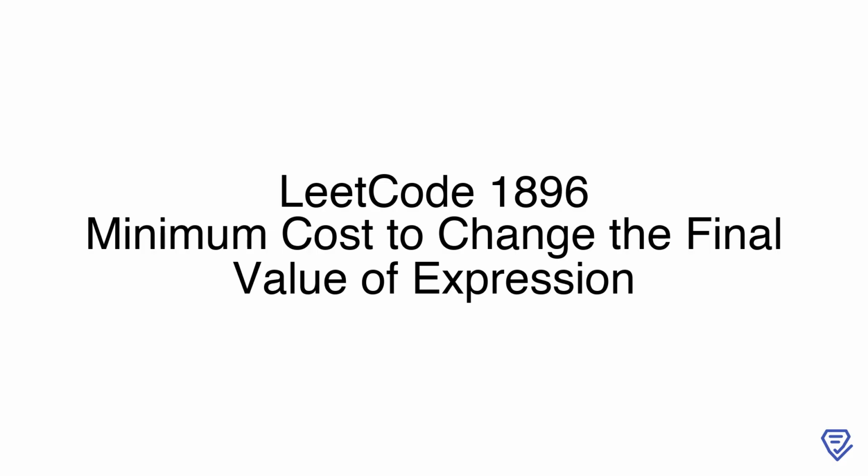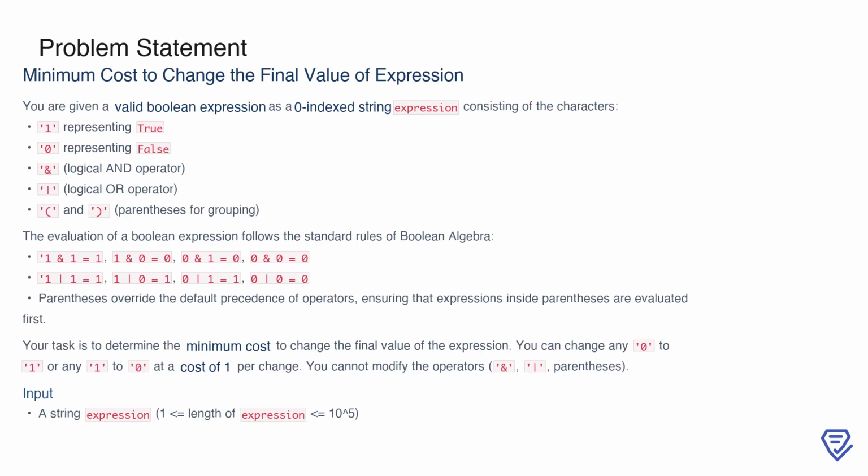Ready? Let's get started. In this problem, you are given a valid Boolean expression represented as a zero-indexed string called expression. This string consists of specific characters that represent Boolean values and operators. The characters 1 and 0 represent the Boolean values true and false, respectively. The logical AND operator is represented by &, and the logical OR operator is represented by |. Parentheses are used to group parts of the expression and override the default precedence of operators.